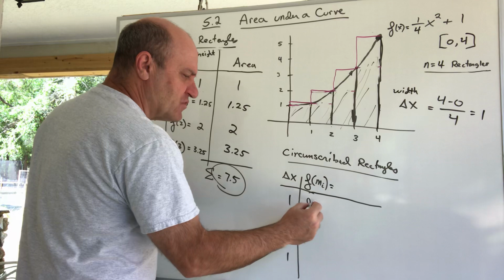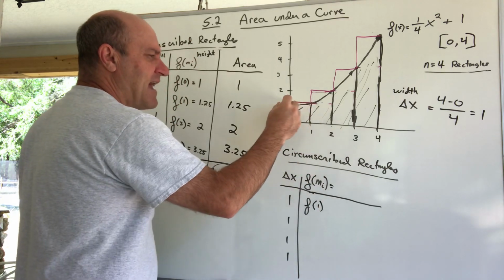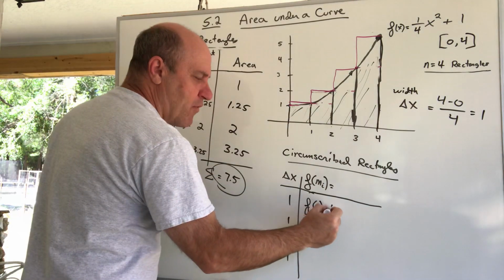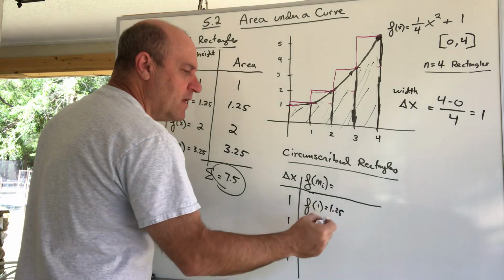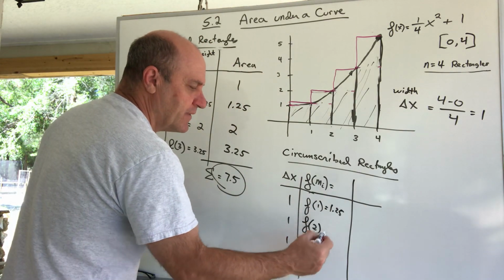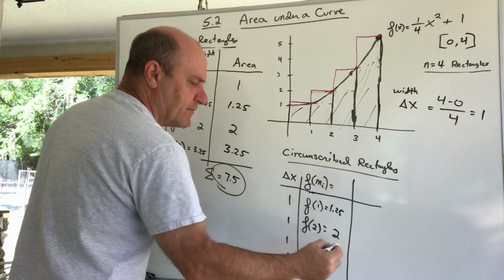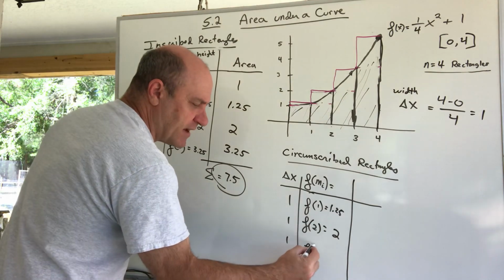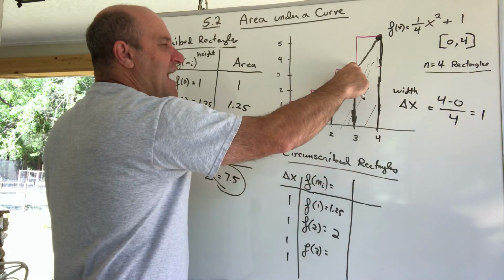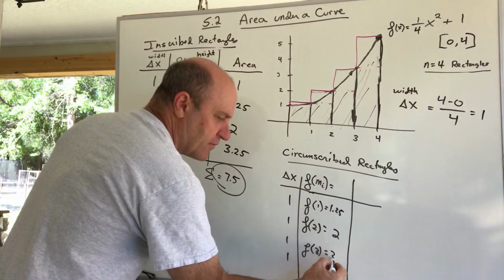Anyway, for that first rectangle now, I'm plugging in the 1 to get that height. When you plug in that 1, you get 1.25. For the next rectangle, you plug in a 2, and you plug 2 into the function. I got 2 when that happens. Next rectangle, I plug in a 3 to get the height of that third rectangle. That was 3.25.